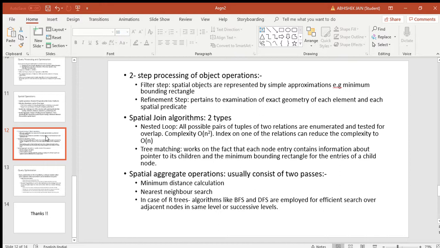The spatial aggregate operations usually consist of two passes. The first one, minimum distance calculation, and the nearest neighbor search. In case of the R-tree, algorithms like breadth first search or depth first search are employed for efficient search over the adjacent nodes in the same level or the successive levels.